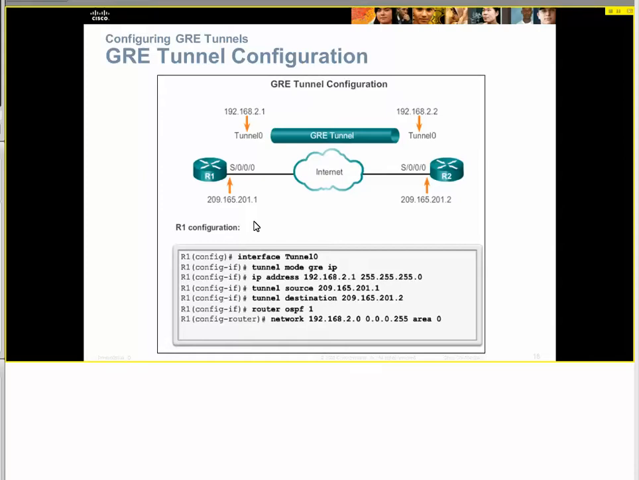By the way, we're going to talk about this in a second, but you have to repeat the process on router 2 to point back to router 1. You can't create a one-way tunnel. A tunnel is always two ways. I have to create a tunnel to the other end, so router 1 to router 2. But router 2 has to create a tunnel back to router 1 or it won't work.